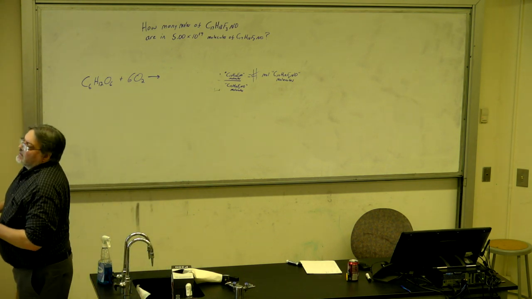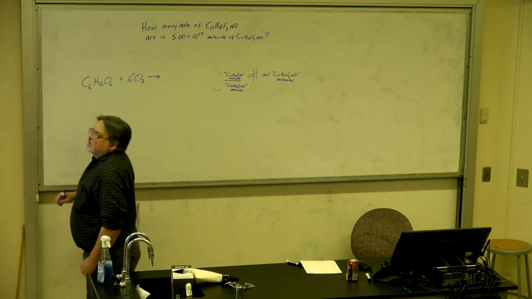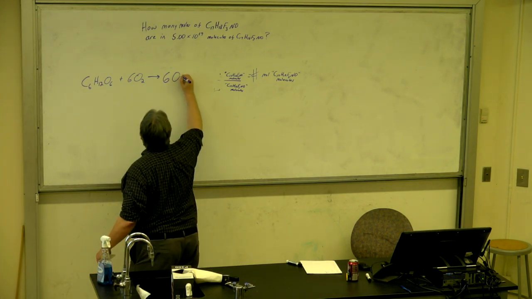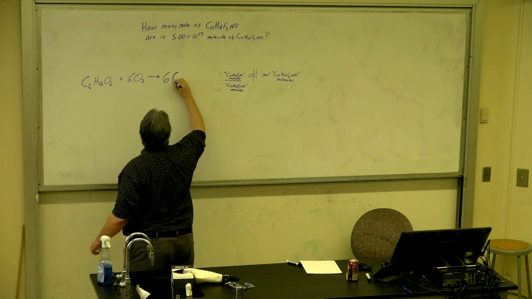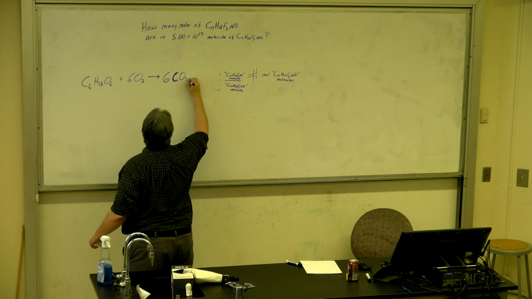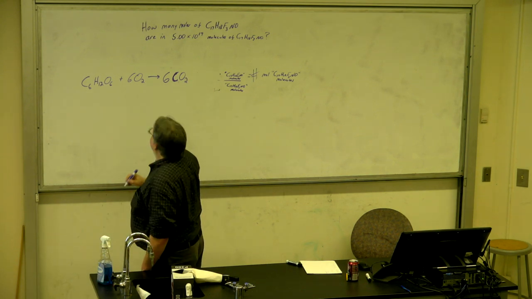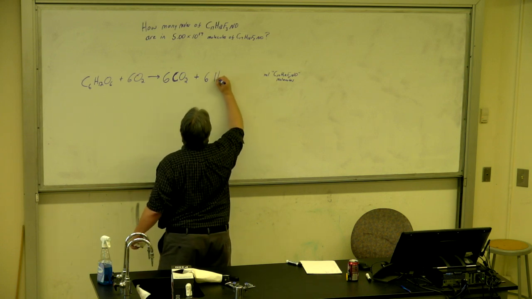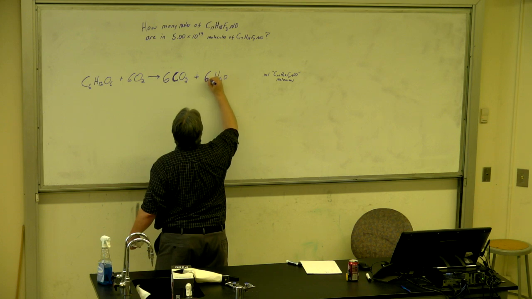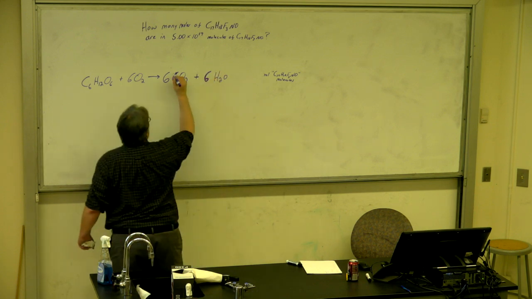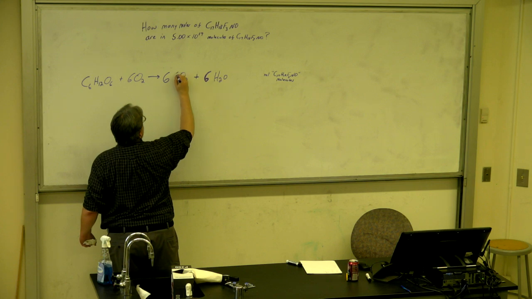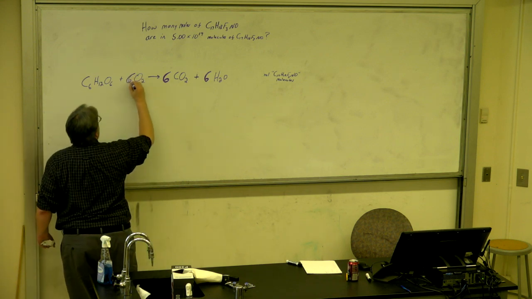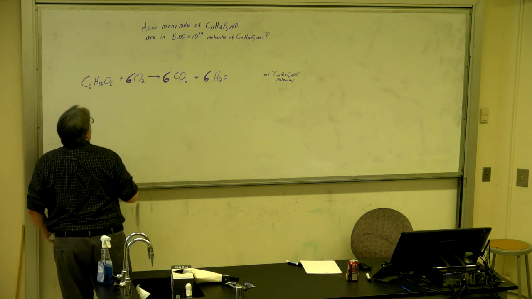This is called the chemical equation, and it tells you the chemical reaction that's taking place. 6 CO2 and 6 H2O. The numbers out in front are called coefficients. I guess that's balanced.